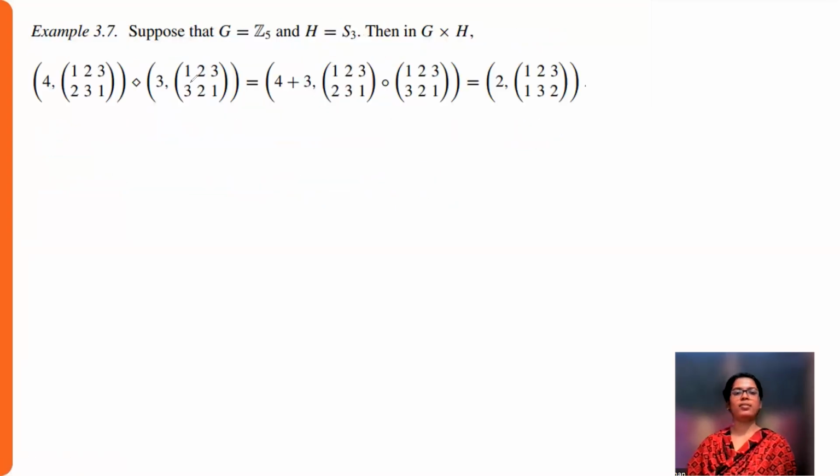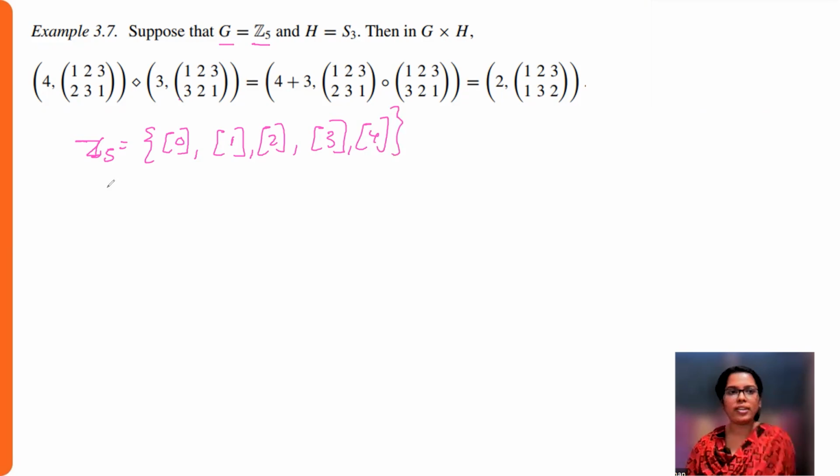Here is an example. Suppose the first group we are taking is Z5. What are the elements of Z5? It is class 0, class 1, class 2, class 3 and class 4. But for simplicity, we write it as it is, that is 0, 1, 2, 3, 4. Okay, we write it in this way. And what is H? H is S3. So we have seen the elements of S3 as well, right?